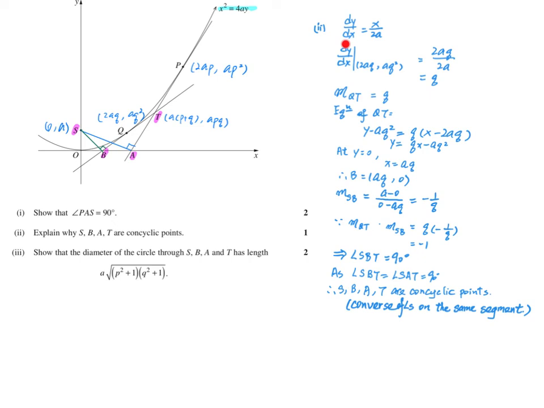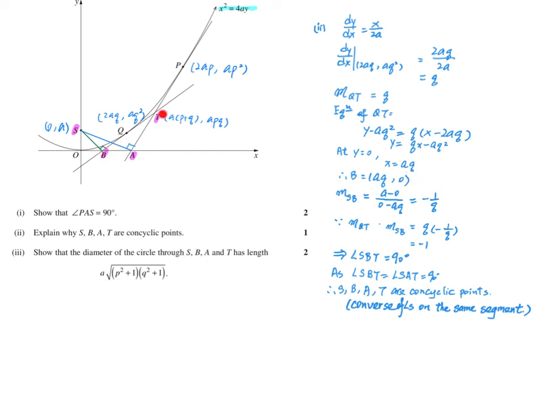Similar to part 1, TQ is a tangent to this parabola at Q. So for the gradient of TQ, you get the coordinates of Q and use dy/dx. So you get the gradient equal to q. With the coordinates of Q available, it is not difficult for you to find the equation of TQ: y equals qx minus aq squared. Now we are going to find the coordinates of B. The y coordinate of B equals 0. So at y equal to 0, x should be equal to a times q. So the coordinates of B should be (aq, 0).